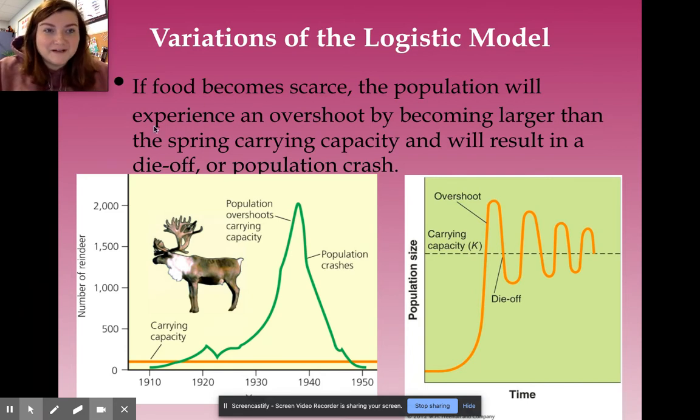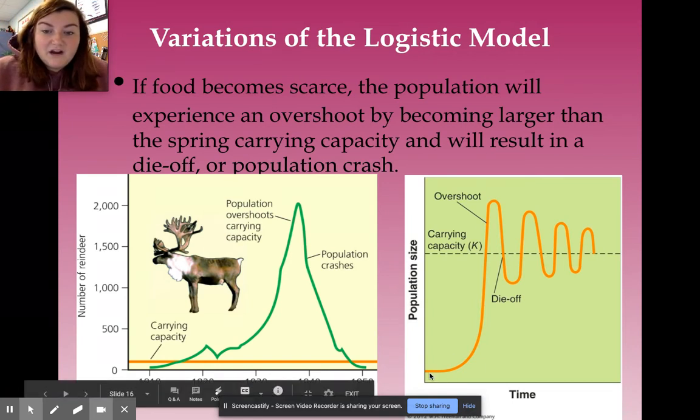If food becomes scarce, the population is going to experience an overshoot larger than the spring carrying capacity and will result in a die-off or population crash. So two terms in this, I don't know if they ever break it down into terms, but overshoot and die-off are two terms that we're thinking about right here. Overshoot just means that we're right here, it's a logistic growth model. We're a little bit of growth, not that much. You've got your carrying capacity right here with the dotted line.